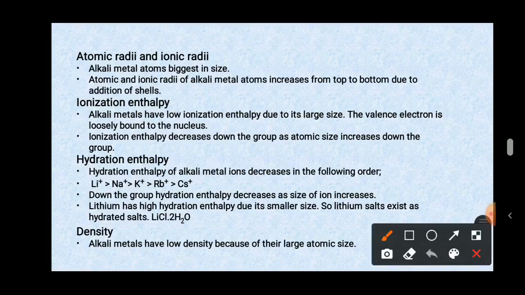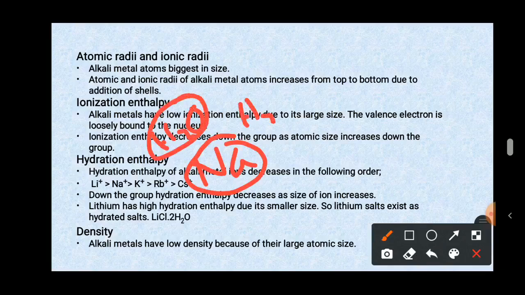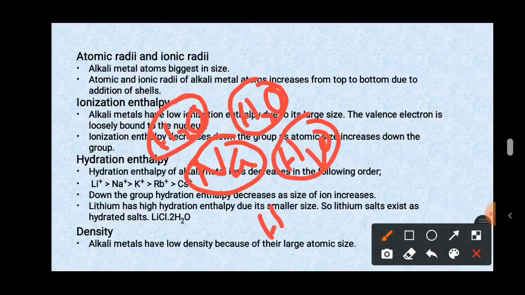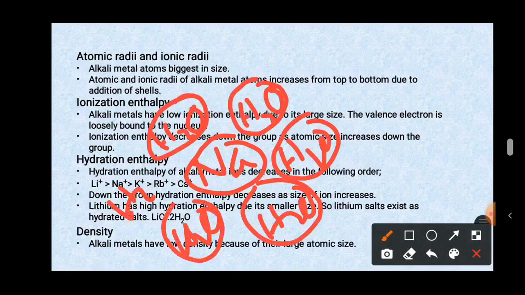Suppose I take alkali metals, sodium. The sodium cation will combine with water molecules and be surrounded by water molecules this way. This process is called hydration. The energy involved in this process is called hydration enthalpy or hydration energy.